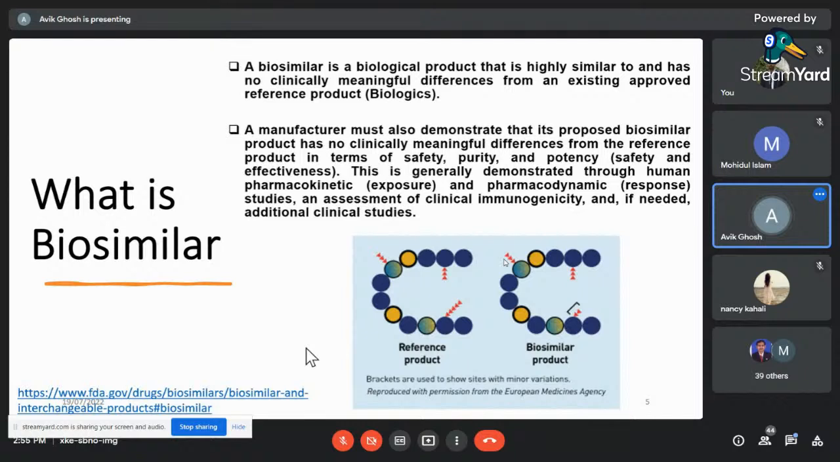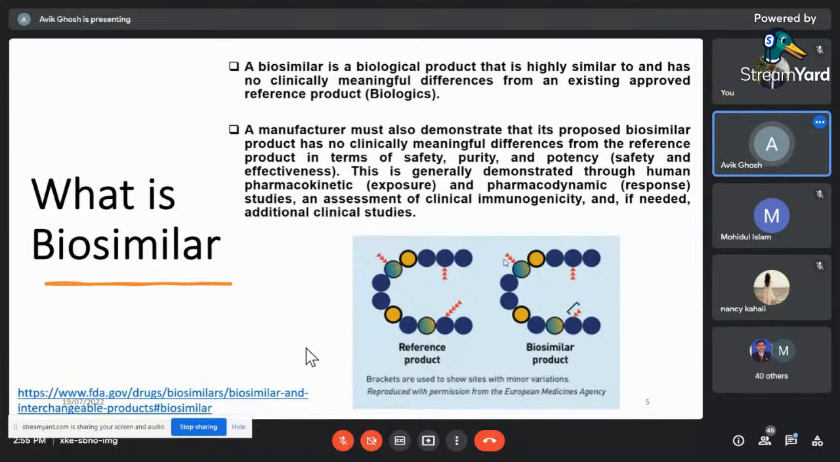It may change the functionality of the product totally, right? So that's where the differences are between the biosimilar and the generic product. Okay.